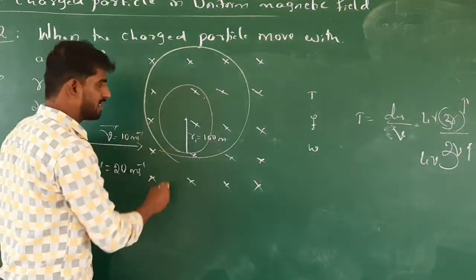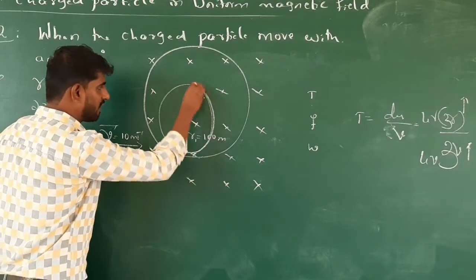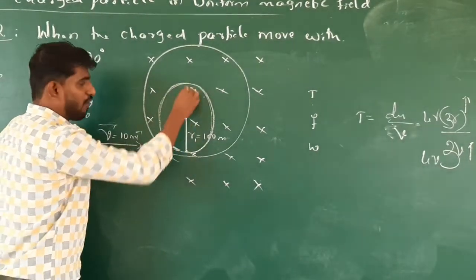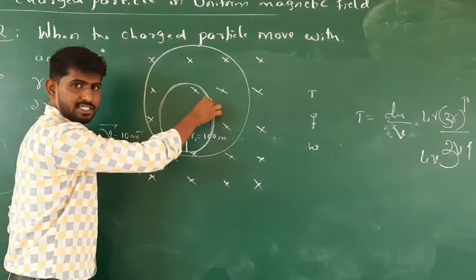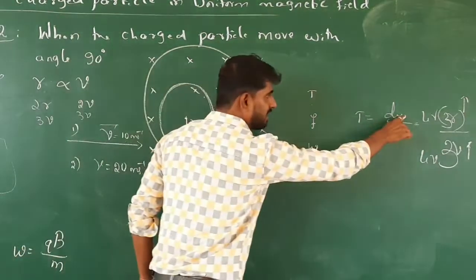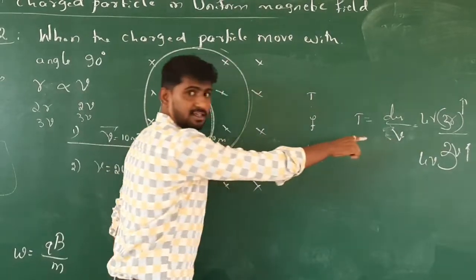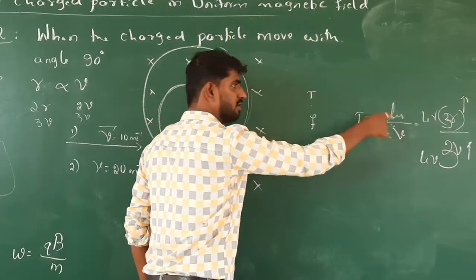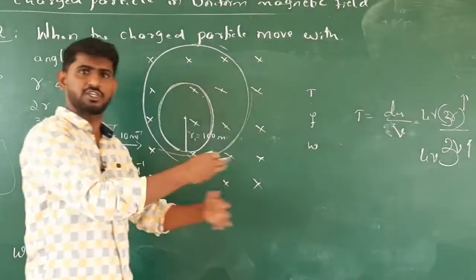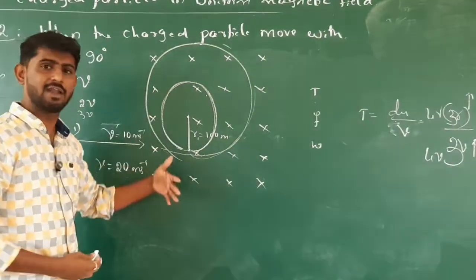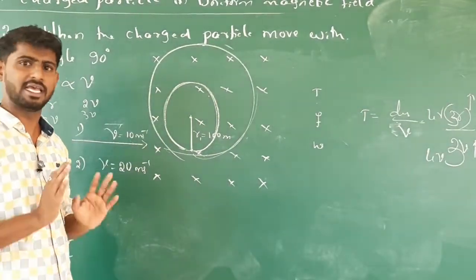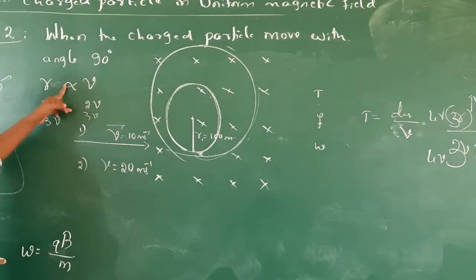Right. So what is the time period? Time taken to complete one rotation. Smaller path, smaller velocity. Larger path with a larger velocity. Larger value divided by larger value, smaller value divided by smaller value. So the ratio is always constant. So the time period is the same because R is directly proportional to V.